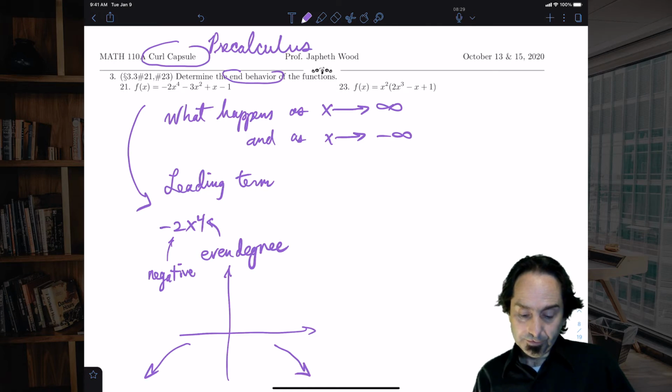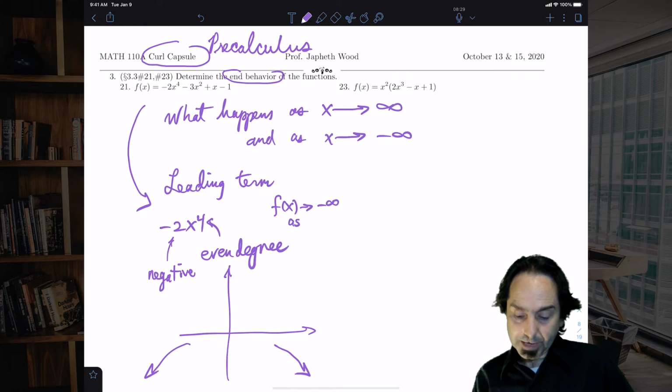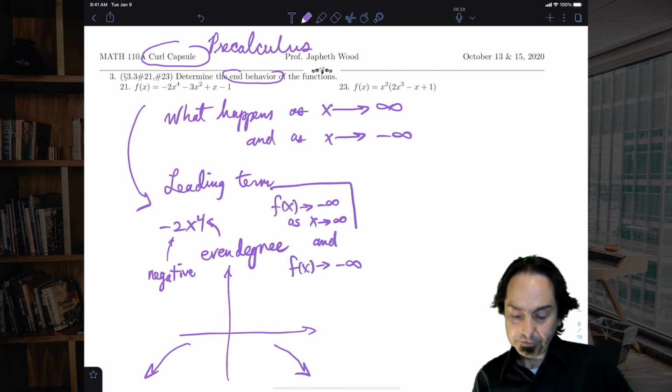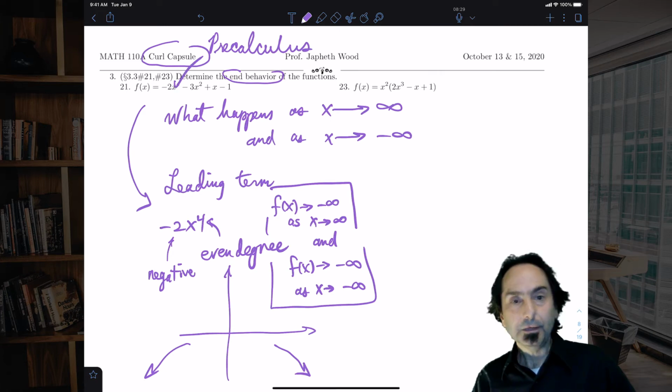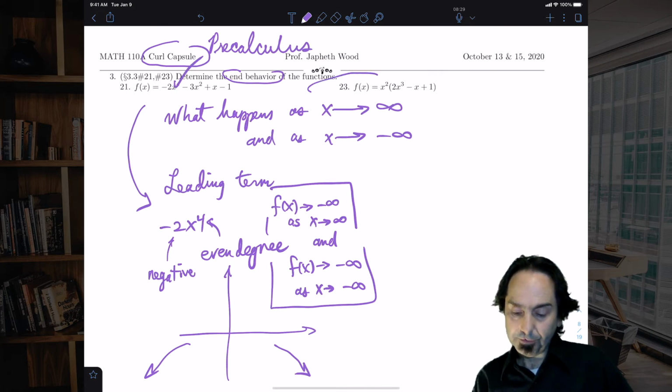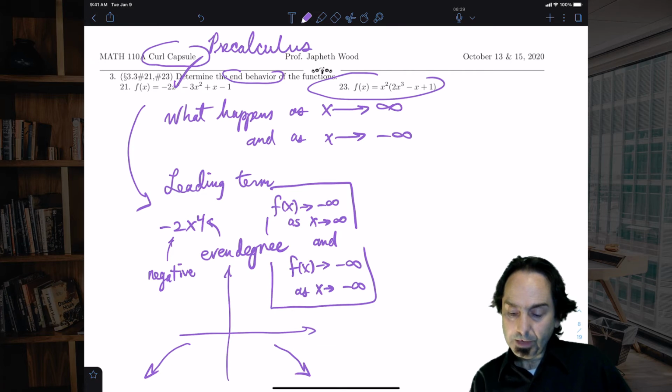So we'd say the end behavior is that f of x goes to negative infinity as x goes to infinity. And let's put a box around that. And f of x also goes to negative infinity as x goes to negative infinity. And those are called the end behavior, and that's function 21. Let's move over and try out function 22.